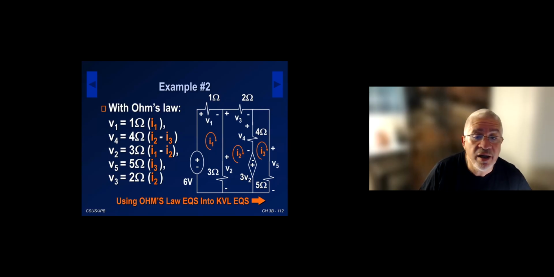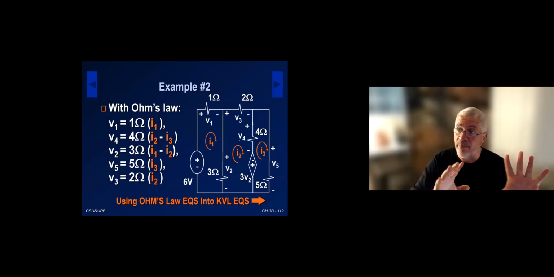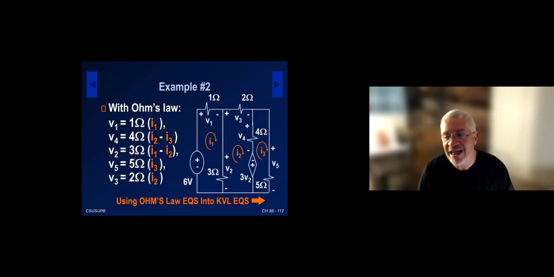Similarly here, V4 should have a contribution from both mesh currents, mesh I2 and mesh I3. And then I ask myself, how is the current entering? The current should enter like this so that it satisfies the passive sign convention. With respect to how I defined I2 and I3, it is I2 minus I3. So V4 is 4 times (I2 minus I3). And then, of course, the other ones are a little bit simpler. V5 is 5 times I3, and V3 is 2 times I2.